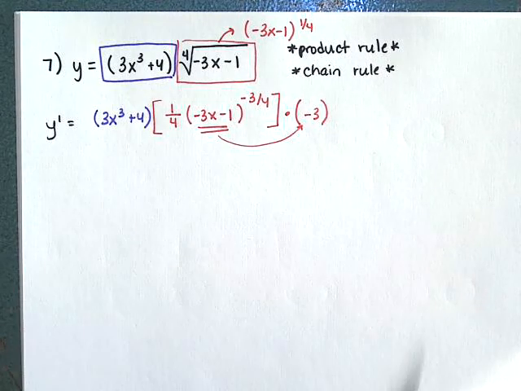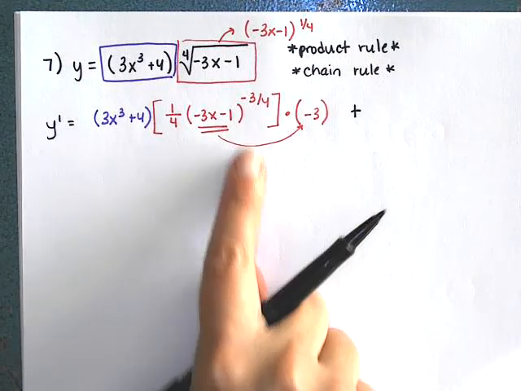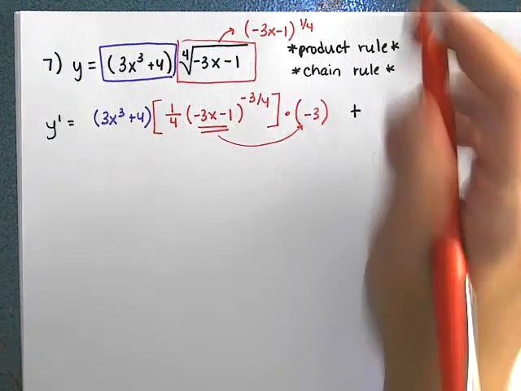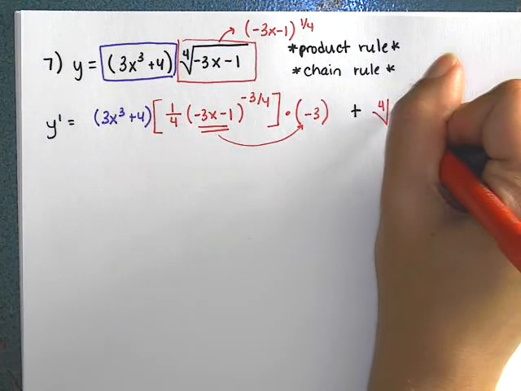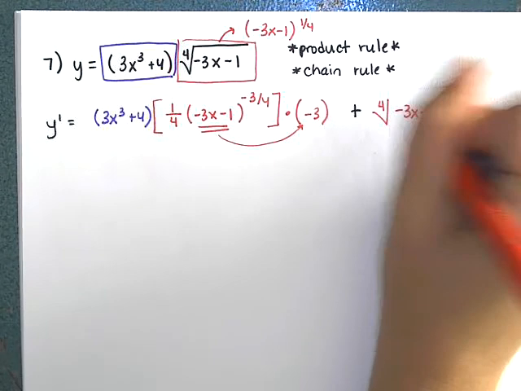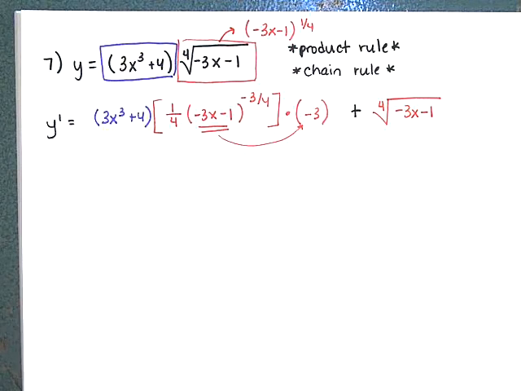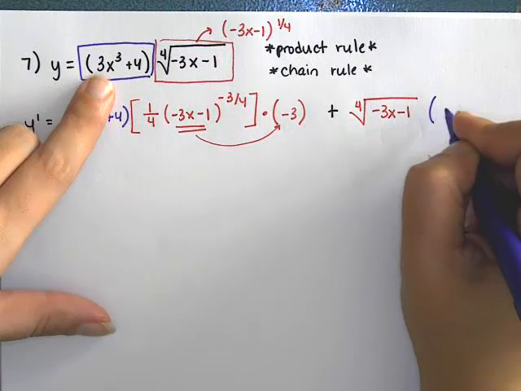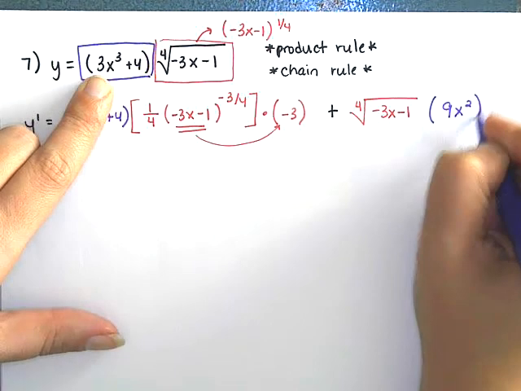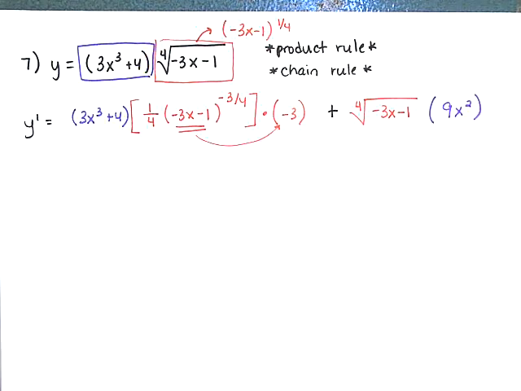Now, product rule says that you copy the first one, you do the derivative of the second one, and then you copy the second one. And I'm not doing the derivative this time, so the root doesn't really bother me here. And then I do the derivative of the first one, which would be 9x squared. Now from here, it's just, again, simplifying.